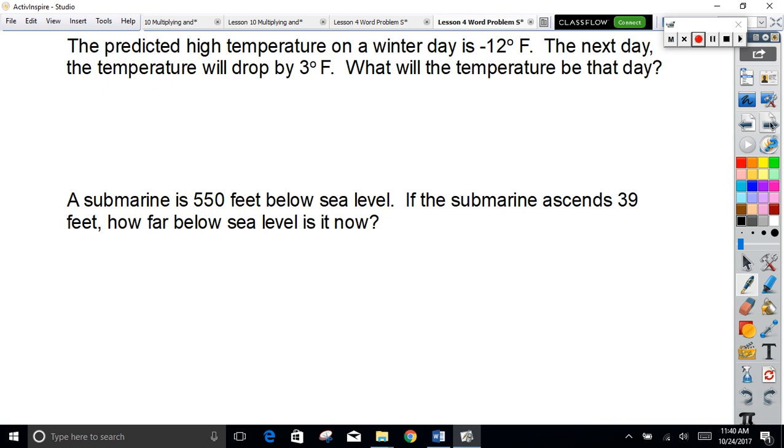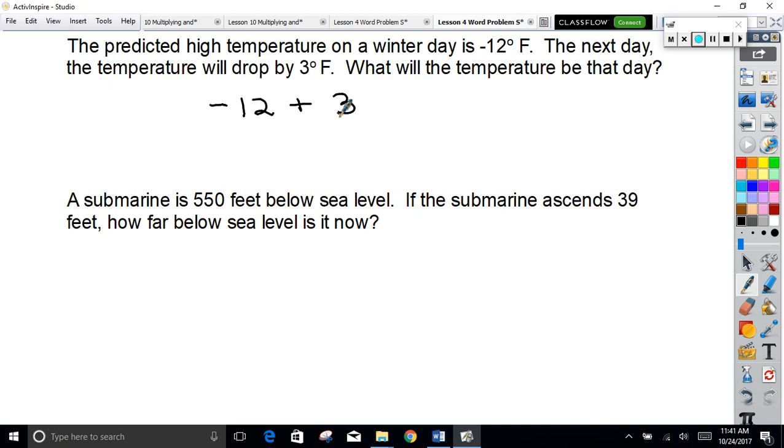Okay, next question. The predicted high temperature on a winter day is -12 degrees Fahrenheit. That would probably be a 3-hour delay if we had that temperature. The next day, the temperature will drop by 3 degrees Fahrenheit. What will the temperature be that day? Charlotte, can you tell me how I would write an equation? -12 plus 3.